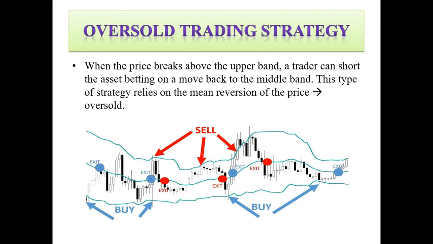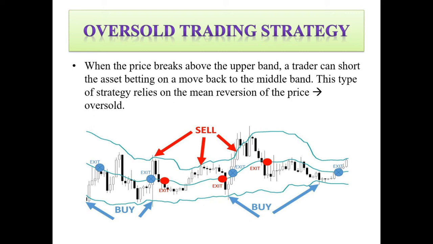Next is the oversold. When should you start selling? When the price breaks above the upper band, a trader can short the asset betting on a move back to the middle band. Here we have three signals showing the price leading to an oversold territory. When the candlestick chart touches the upper band, that is a signal to start selling so that you can start shorting. And when it reaches the middle band again, you can exit the stock.